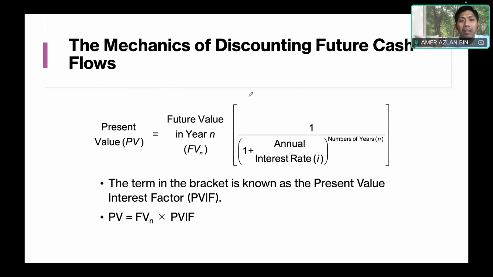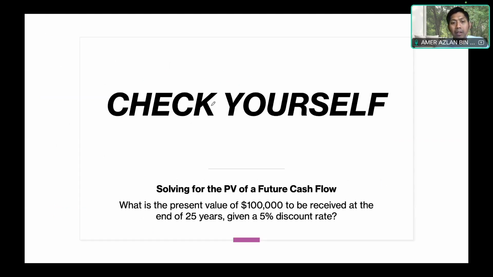How do we calculate present value? Based on this formula. Present value equals the future value, bracket, 1 over 1 plus i, to the power of n, close bracket. This is the formula to calculate present value of a single sum. For example, what is the present value of 100,000 to be received at the end of 25 years, given a 5% discount rate? To better understand this question, let us draw a timeline.